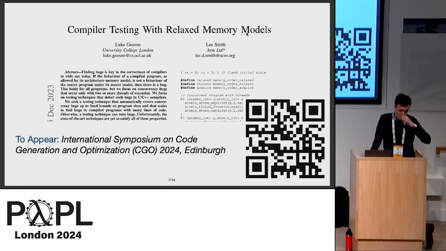In upcoming work in CGO 2024, Lee and I are presenting a tool called Telechat, which takes a concurrent C or C++ litmus test, compiles it, and simulates the allowed behavior of the source and compiled programs under the source and architecture models respectively. We found quite a few compiler bugs. We found a few toolchain bugs in herd, and as far as I know, this is the first tool of its kind to be deployed in industry. It's the first one to be deployed in automated regression testing for an ARM compiler.